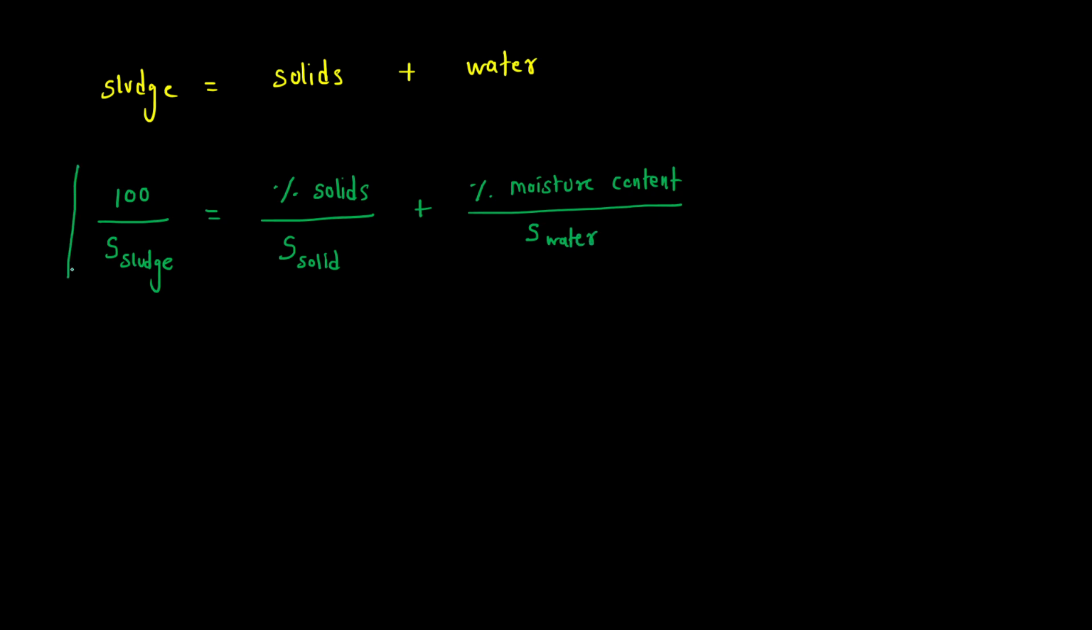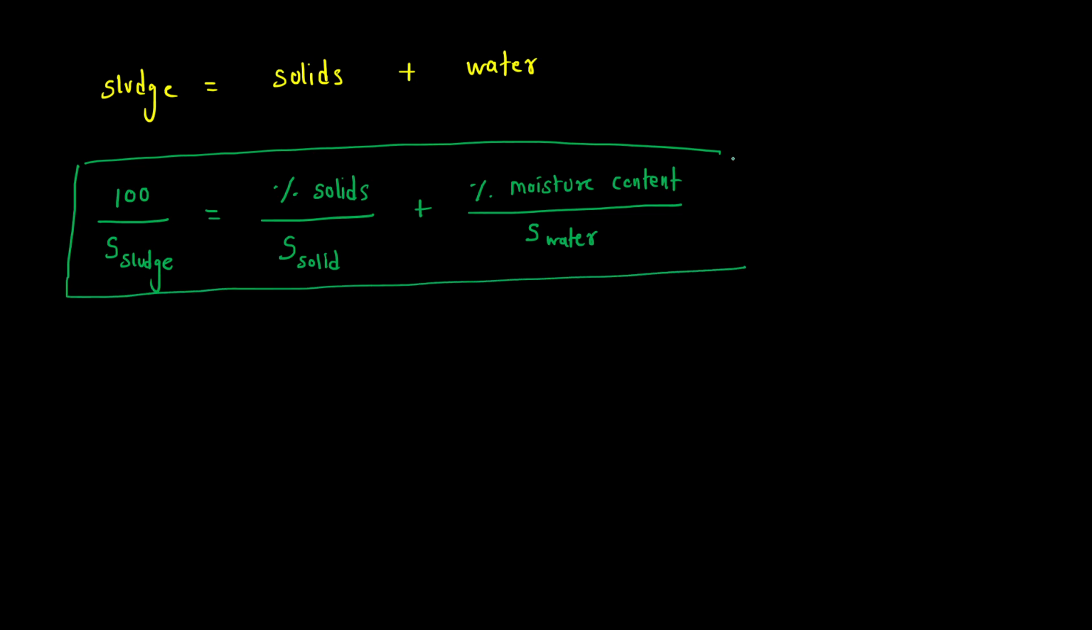So this is a very important formula from sludge treatment. Many times in GATE examination and engineering services examination, questions are asked from this formula. So this is the basic formula. Now as we know, these solids are classified further into volatile solids and non-volatile solids.